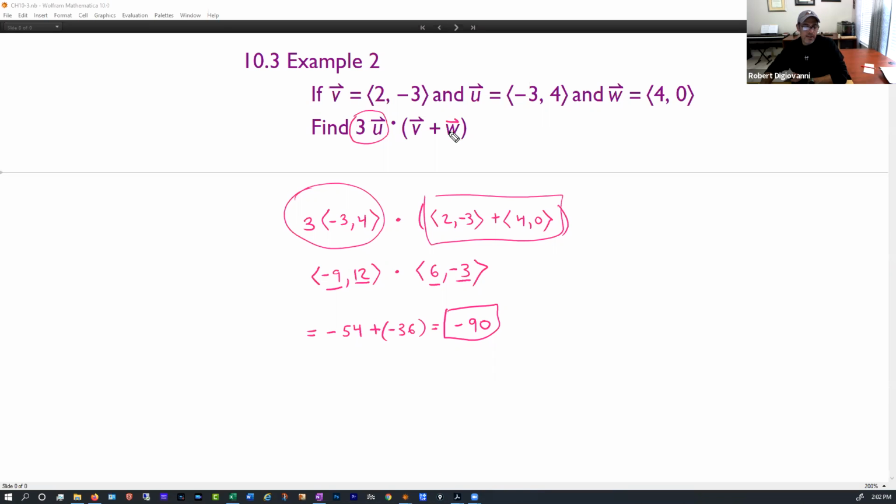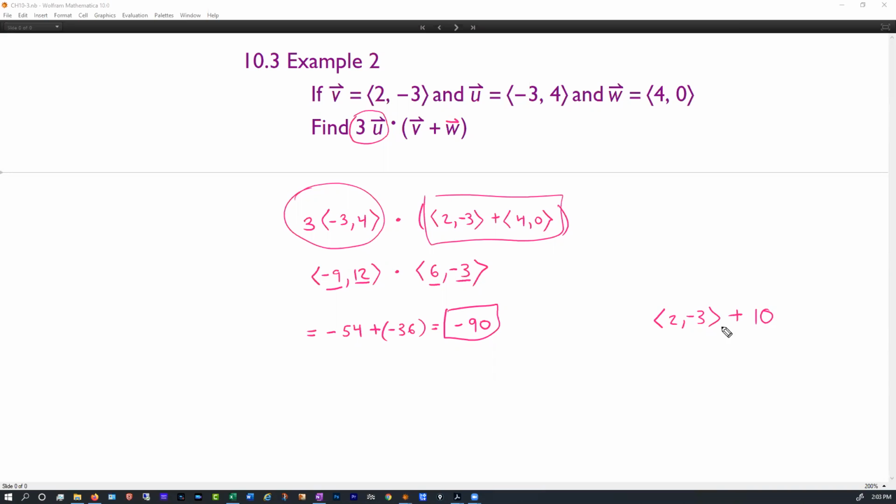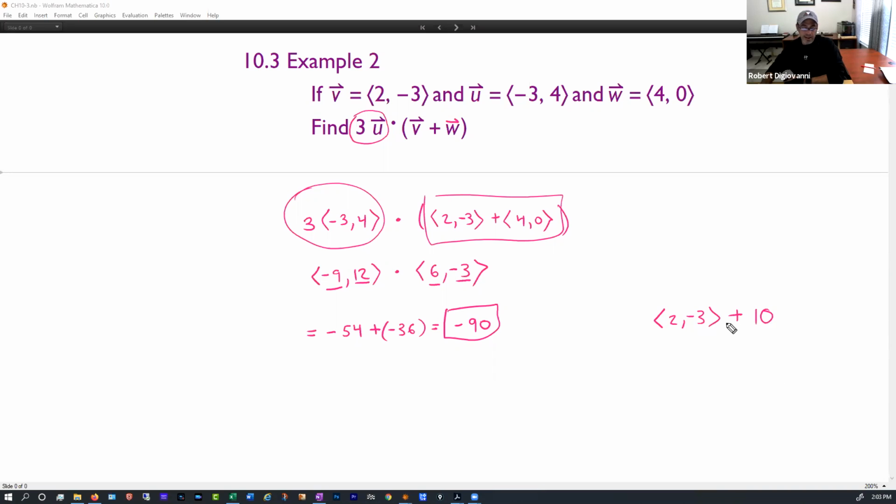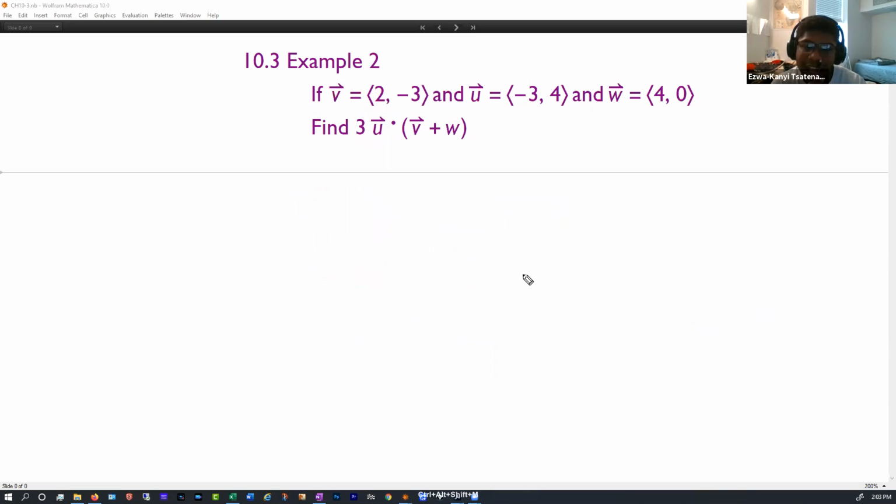What I'm getting at is you can't do this. You can't take the vector v and add to it a number, let's say 10. You can't put those together, okay? You can multiply by 10, but you can't add 10. All right, so that's it. Let's continue.